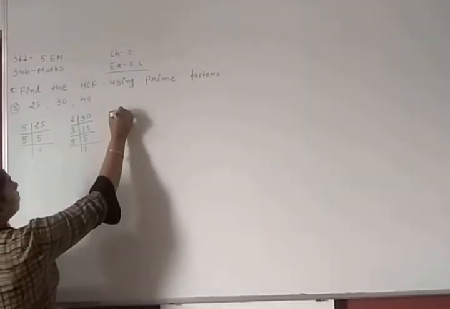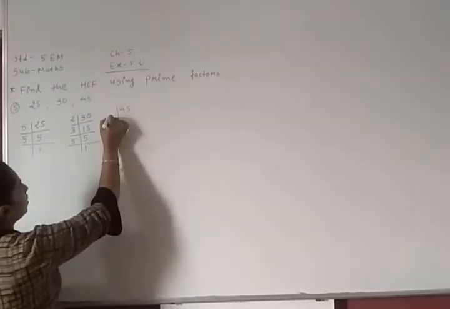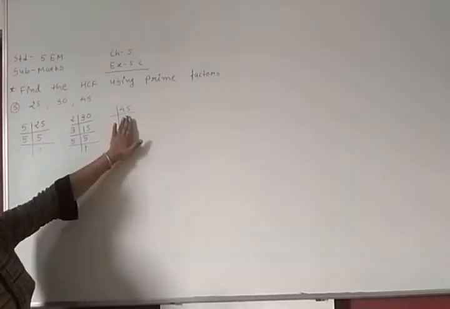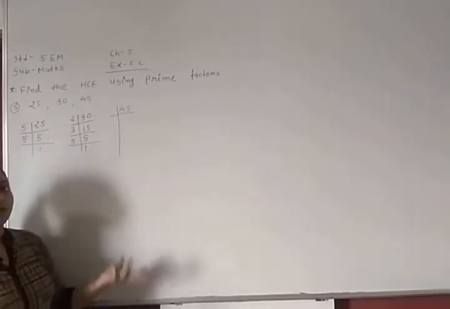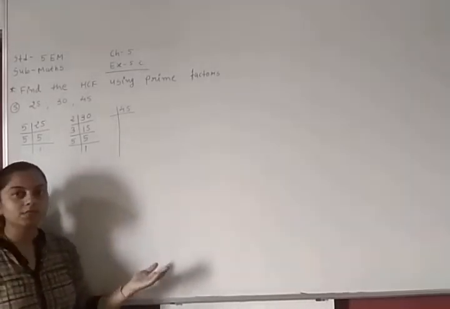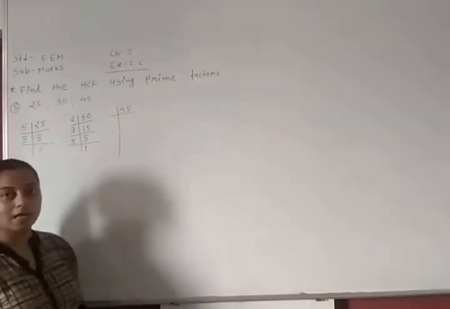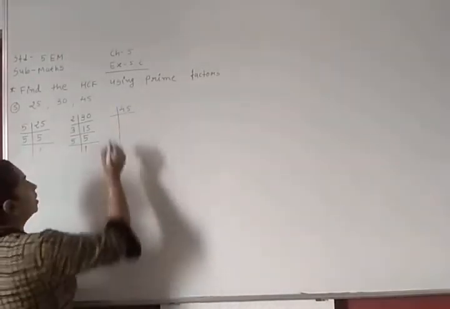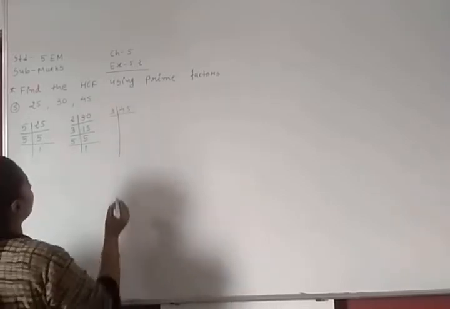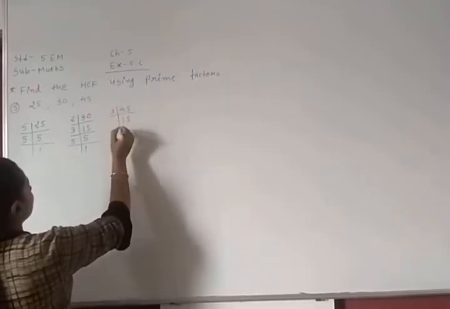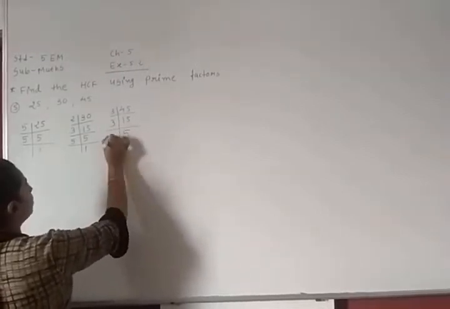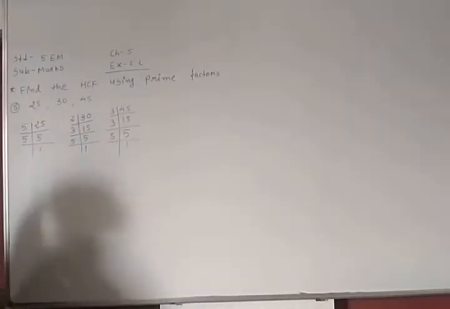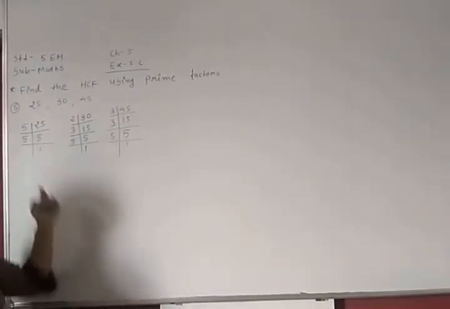Now 45. The same process we will do for 45. 45 is an odd number, but it is divisible by 3. How will we know? By the divisibility rule: 4 plus 5 is 9, and 9 is divisible by 3. So 3 15s are 45, 3 5s are 15, and 5 1s are 5. So here we have all the factors of the given numbers.